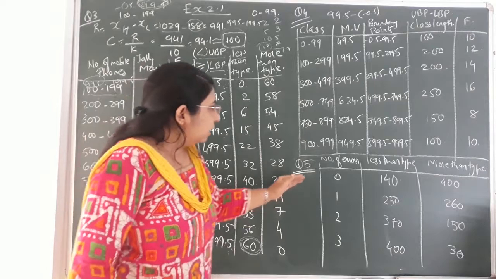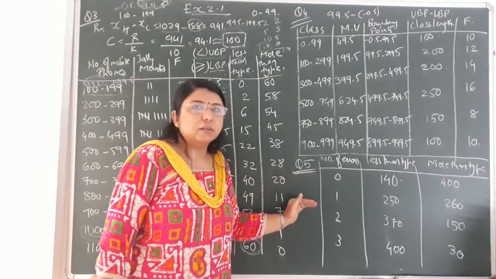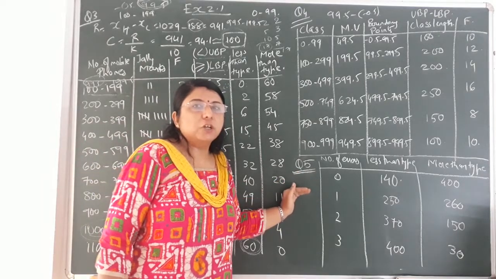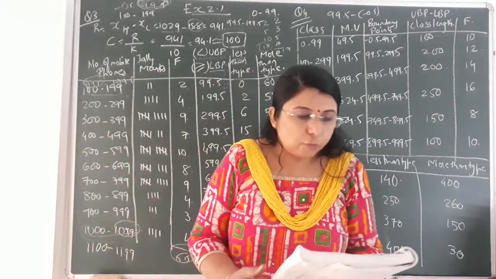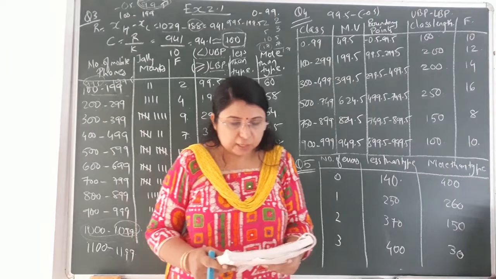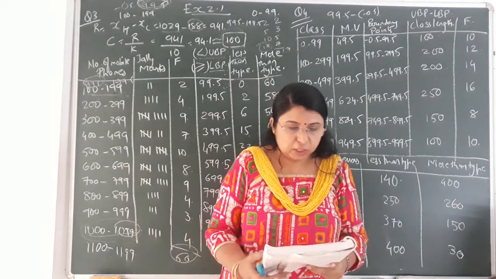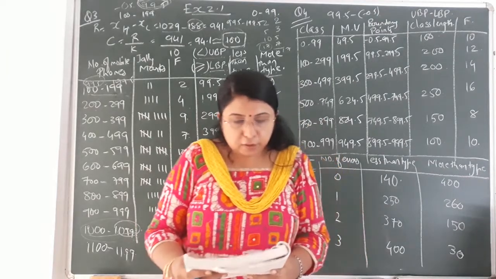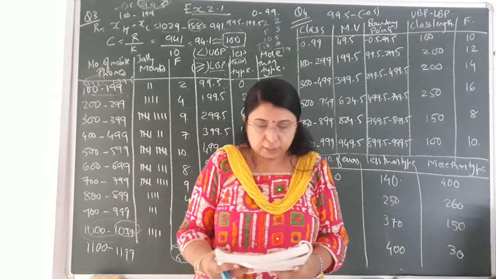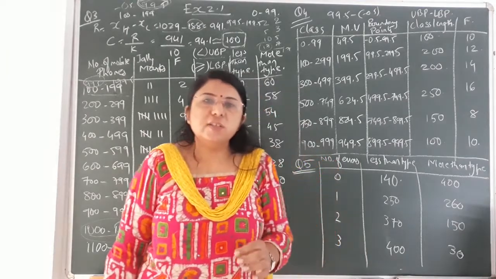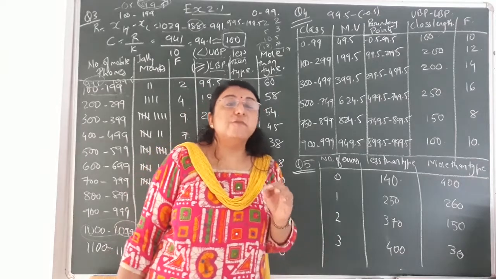Now for today's video lecture, I am taking the last question, question number 5. Let us read question number 5 first of all. From the following frequency distribution, obtain less than and more than type cumulative frequency distribution. Number of errors per page: 0, 1, 2, 3, and number of pages: 140, 110, 120 and 30.